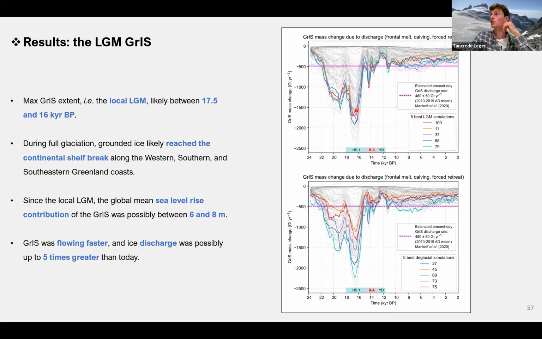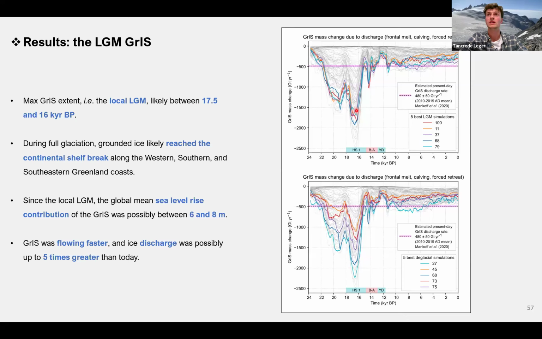And that has implications for the amount of fresh water you're able to put into the North Atlantic and it has implications for the Atlantic meridional overturning circulation and therefore the climate of the Northern Hemisphere. So I think it's quite important to know how much discharge, to quantify it, was there during the LGM, during the deglaciation, and how does it compare to today?